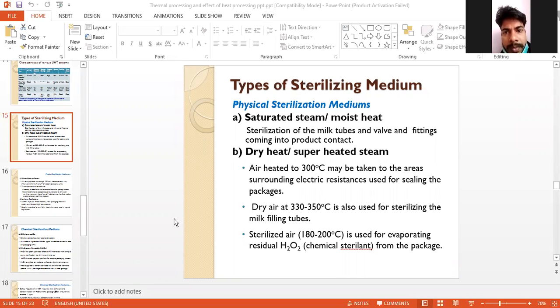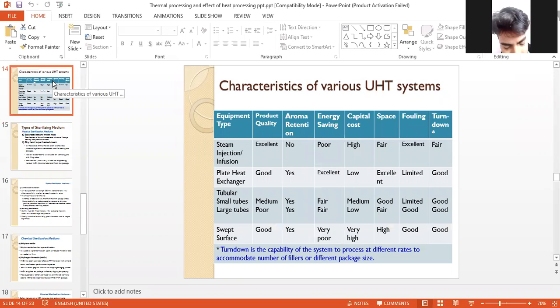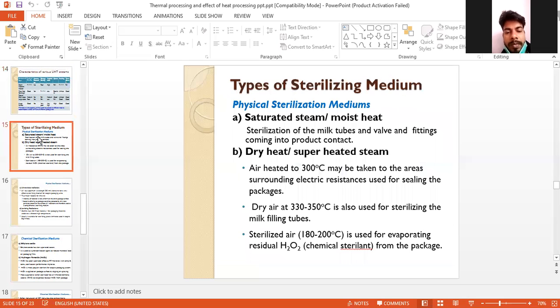Actually, we have discussed UST processing, and we have already discussed the different types of UST systems and their comparison with respect to all aspects regarding product quality, energy requirement, cost, space required, fouling and turndown. We have already discussed all things. We have also discussed the different types of sterilizing medium for cleaning or sterilizing the surface of the milk package, which is under the process of aseptic packaging.